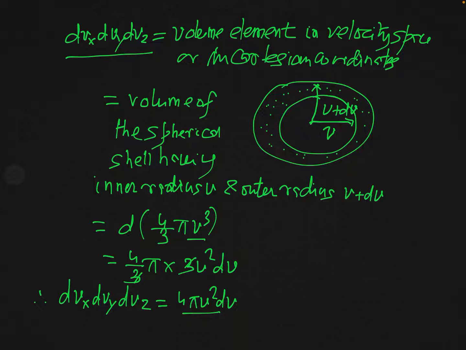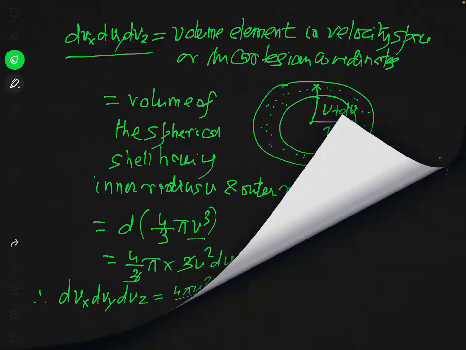Now if you consider that the number of molecules having not velocity but speed between v and v plus dv is dN_v, then that dN_v will be simply equal to the number of molecules having velocity components lying between vx and vx plus dvx, vy and vy plus dvy, and vz and vz plus dvz simultaneously.